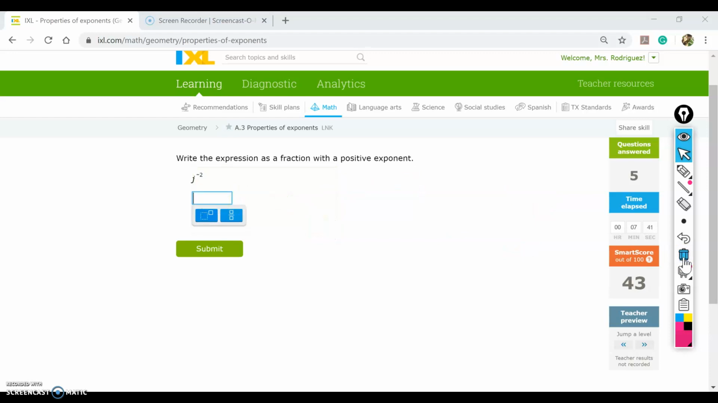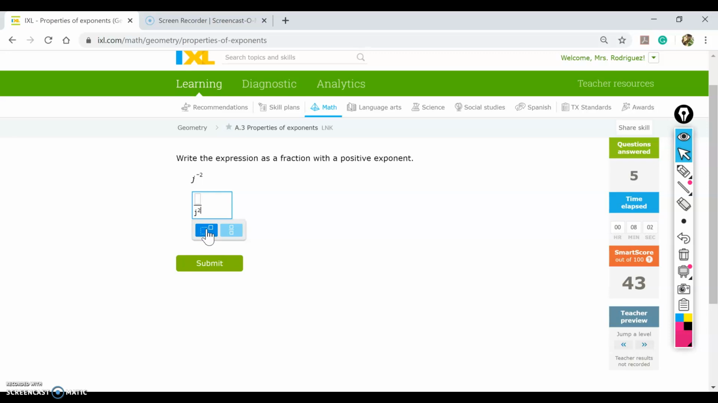This is similar to the one I just did. It's asking you to write the expression as a fraction with a positive exponent. That's what they're telling me, fraction. So I'm going to click on the fraction. Positive exponent, that means I need to move that j to the power of negative 2 to the denominator. So I move it here with the positive, of course.